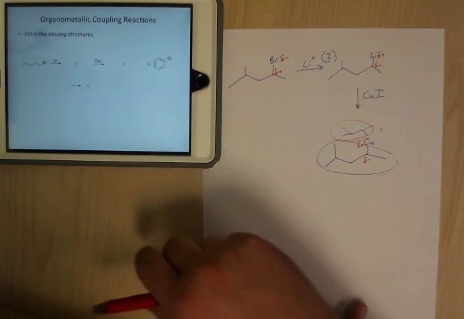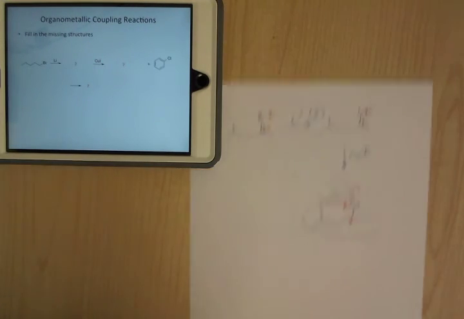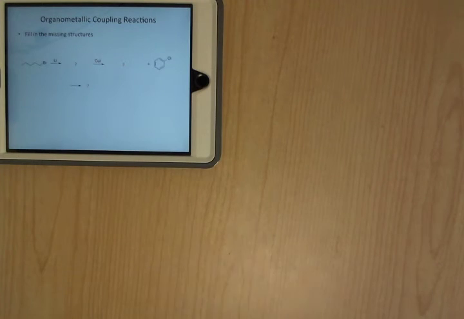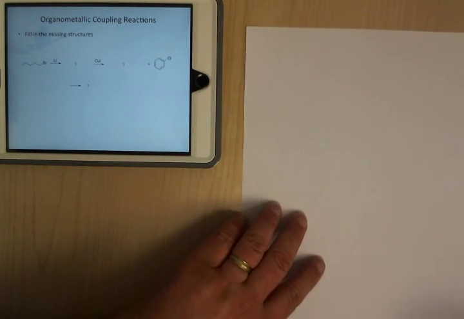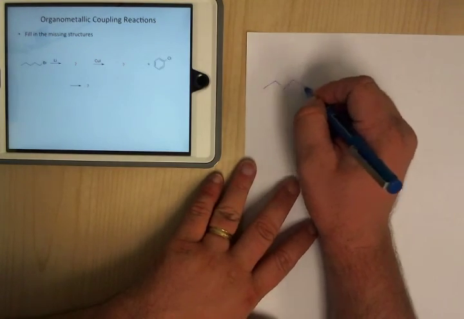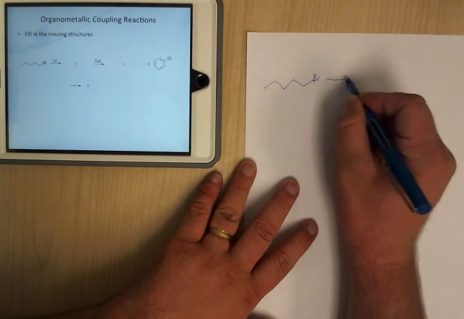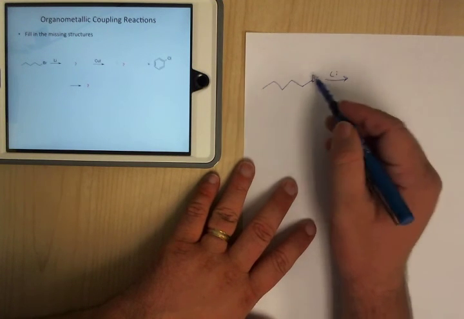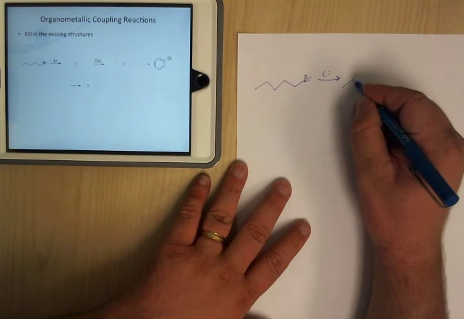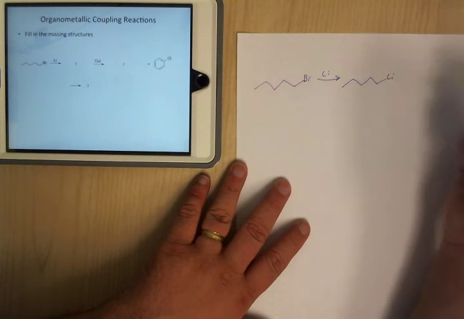Okay, so here we go. If we wanted to fill in what's missing, with the bromine, when we add lithium to it, what are we going to do? We're going to replace the bromine with the lithium.